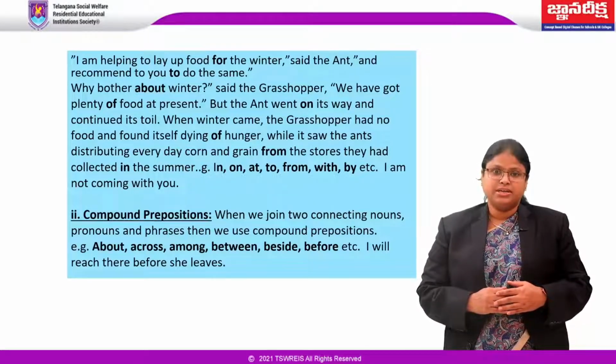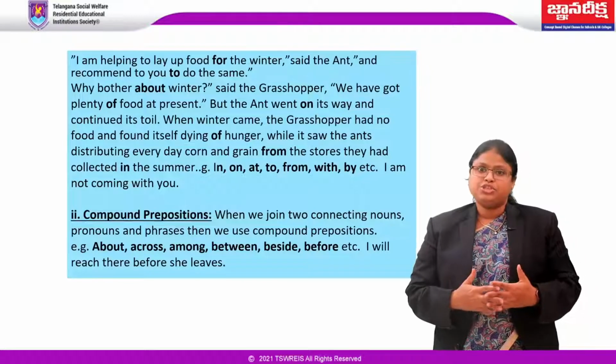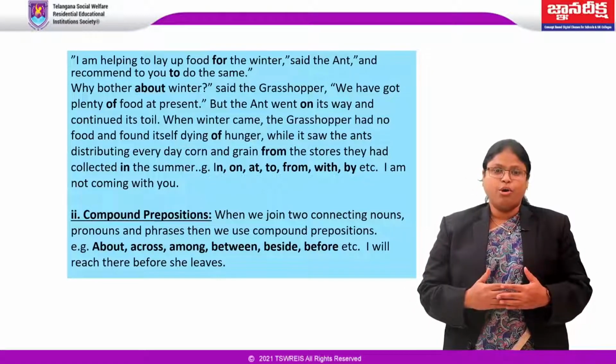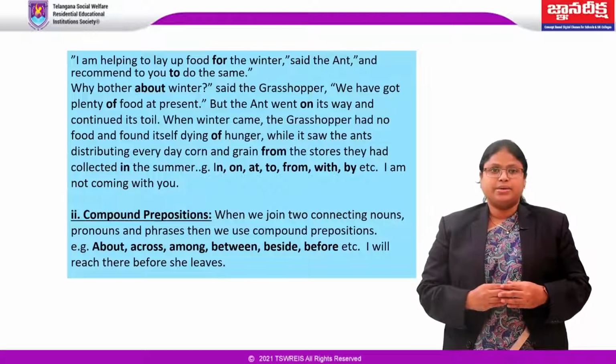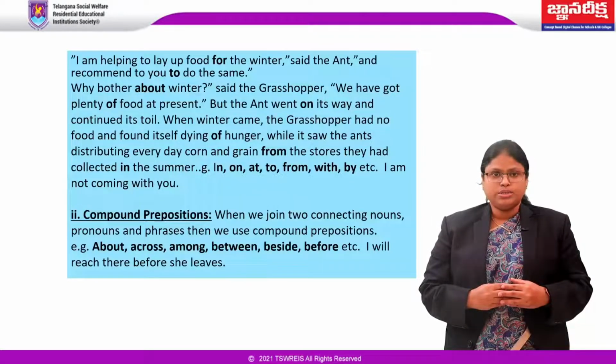Now, if you have observed in the fable, prepositions like on, at, of, for, which are mostly monosyllables, are called simple prepositions. Now, the second one is compound prepositions. When we join two connecting nouns, pronouns, and phrases, then we use compound prepositions. Few compound prepositions are about, across, among, between, beside, before, etc.